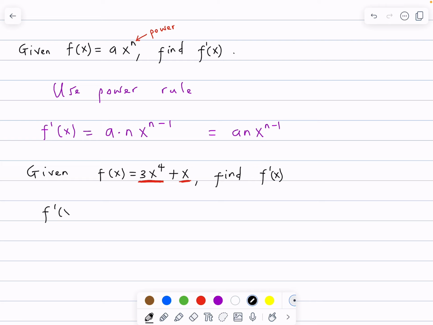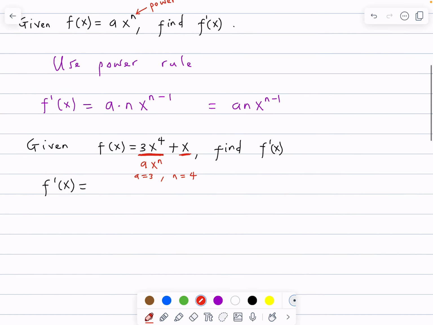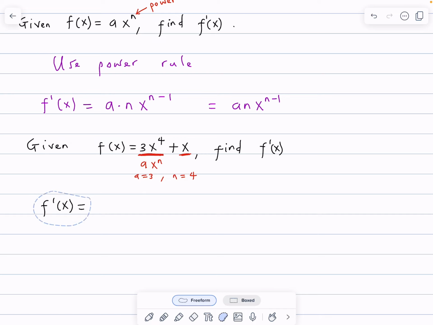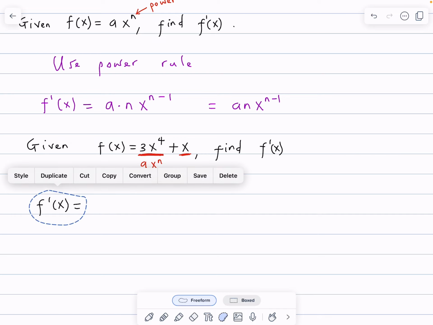So using the power rule, I have a x to the n. My a is 3 here, and my n is 4 here. So using the power rule, I'm just going to bring down the power. The power for the first term is 4. So I'm going to bring down the power.